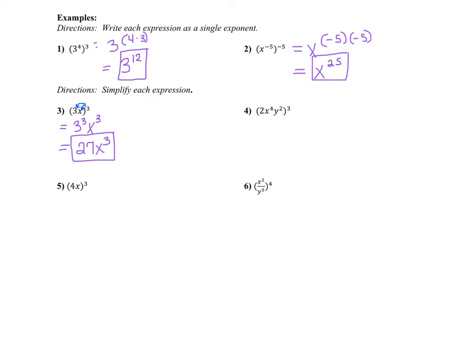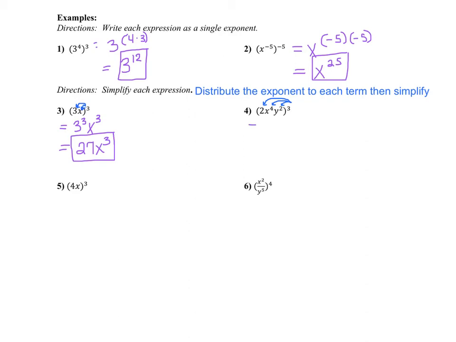So whenever you have an exponent with more than one term, you distribute the exponent to each term, then simplify. That's what we're doing here. So let's look at the next one, number 4. We have 2x to the fourth power, y to the second power, all to the third power. So 3 is our exponent, and you're going to distribute the 3 to each term. You're going to distribute it to the 2, to x to the fourth, and to y to the second. So let's rewrite that.